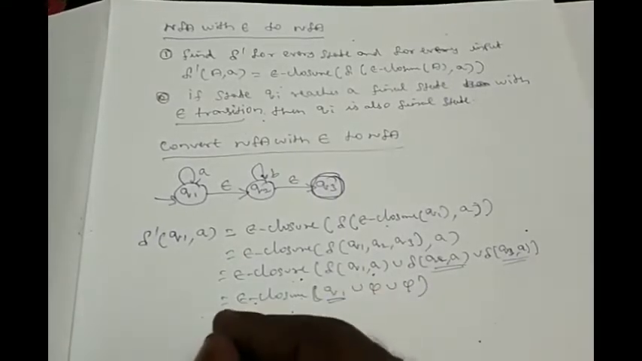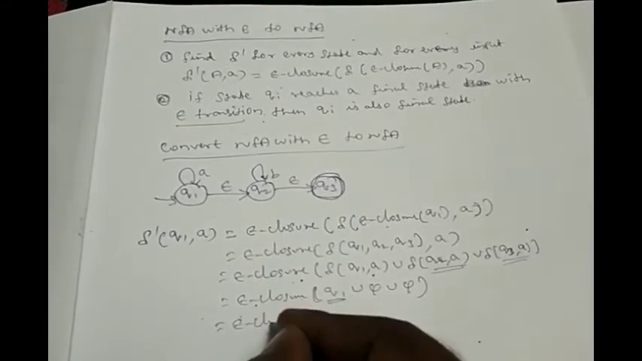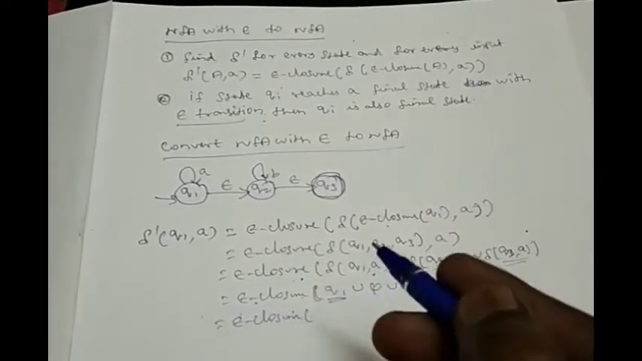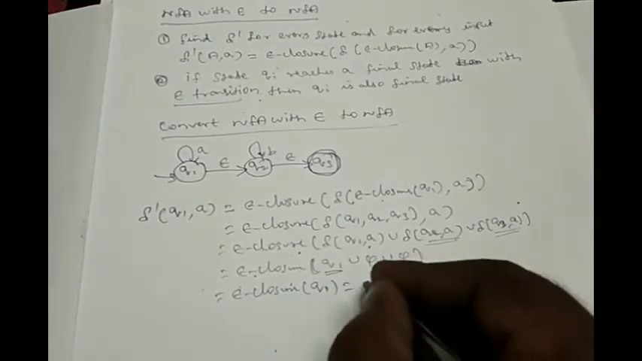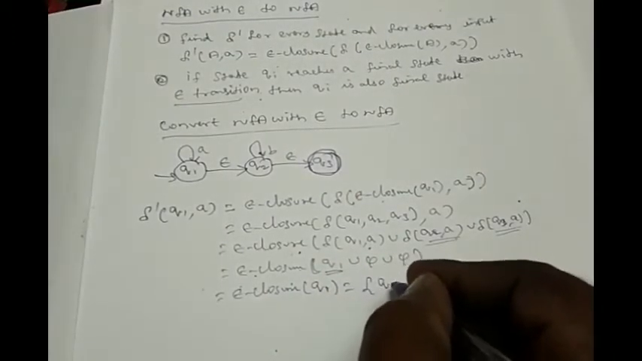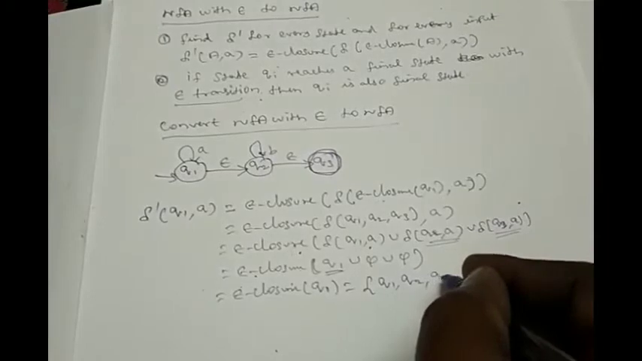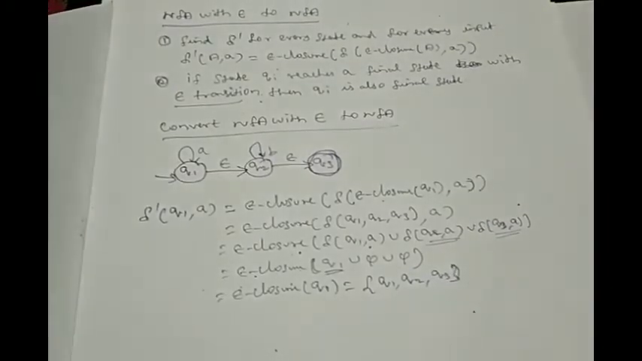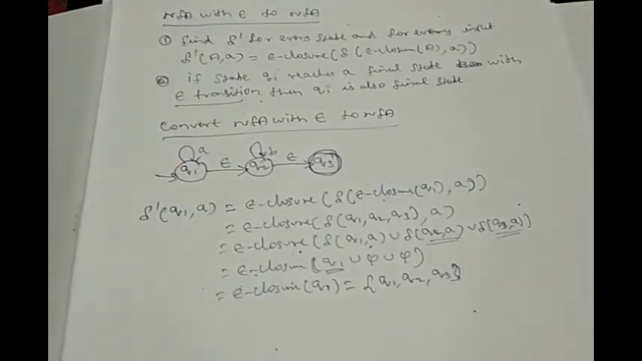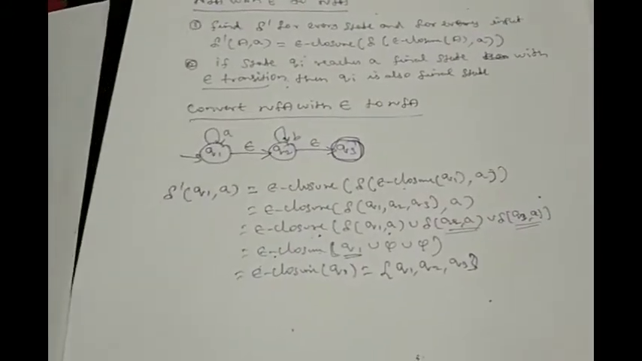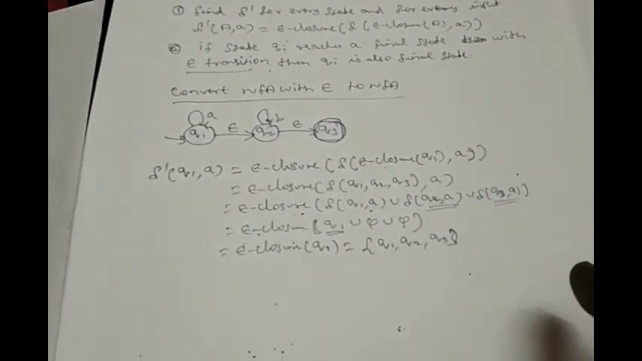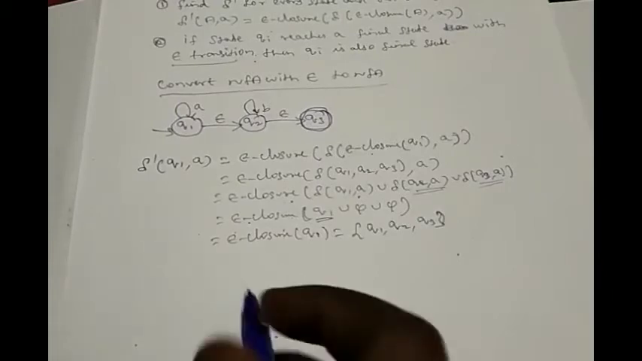Now epsilon closure of Q1. Now you get Q1 comma Q2 comma Q3. So when A is applied in Q1, you get Q1 comma Q2 comma Q3. Now I have to apply the next input for the same state. So what is the next input for the same state? The next input is B.